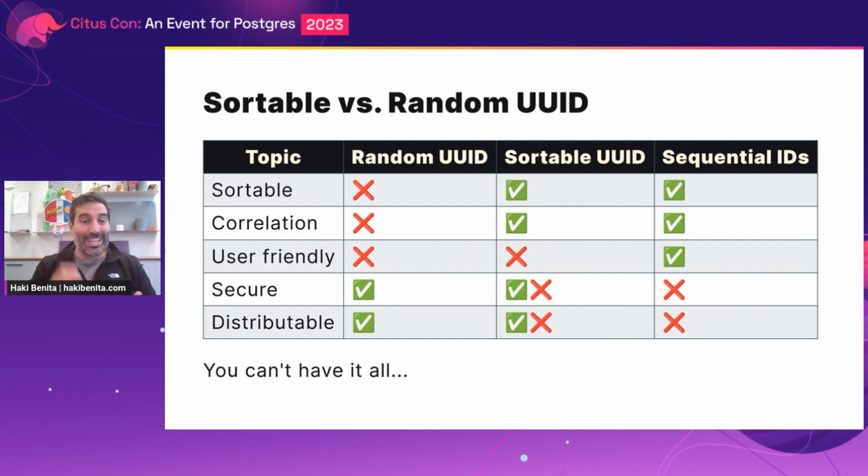Now, we also talked about leaking business information, and random UUIDs and sortable UUIDs address this issue. Sequential IDs don't. And also we talked about UUIDs generated at the edge, meaning they can be used as distributed unique identifiers. These are identifiers that can be generated by the client application. Sequential IDs cannot, because you need to coordinate. So that's a recap of UUIDs and sequential IDs.